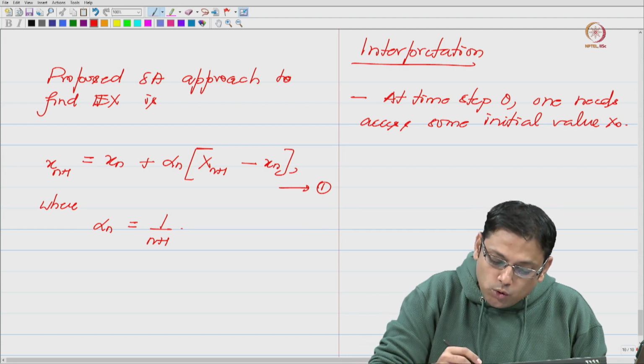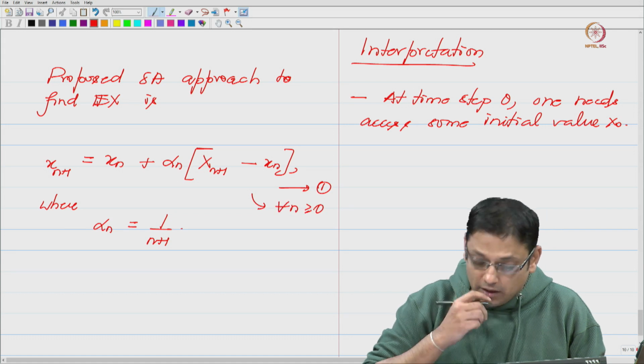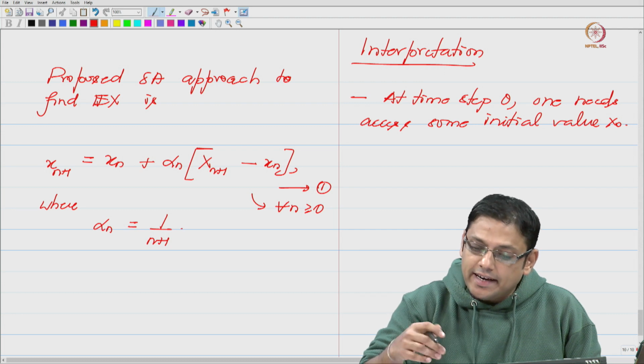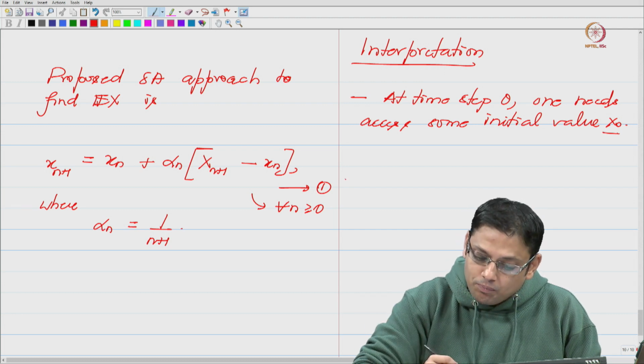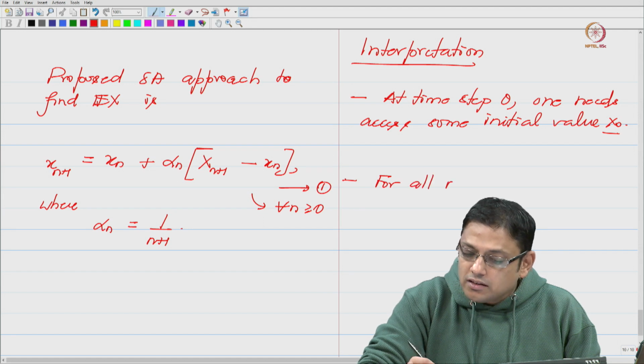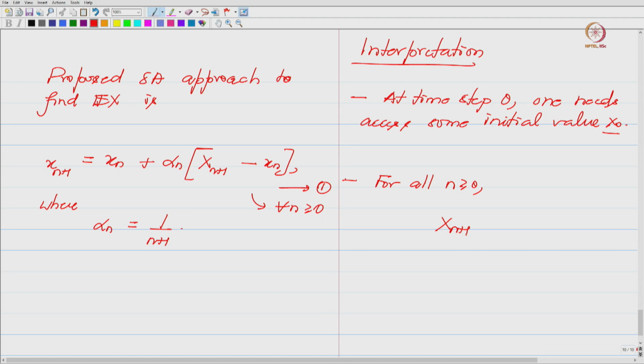Let's go back and try and interpret this update rule. First of all note that it has to be executed for all n greater than or equal to 0, and at time step 0 we need access to this value x0, and thereafter for all n greater than 0 one needs access to this sample Xn plus 1 of X, and using this sample we use this update rule to compute xn plus 1 from xn.